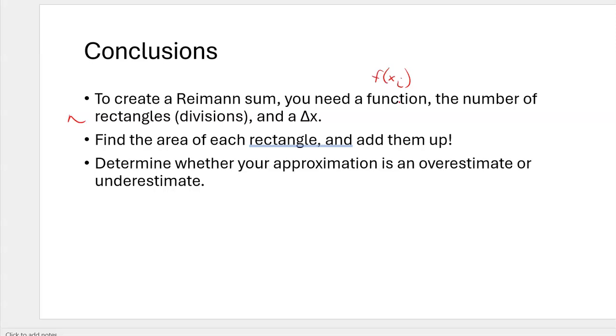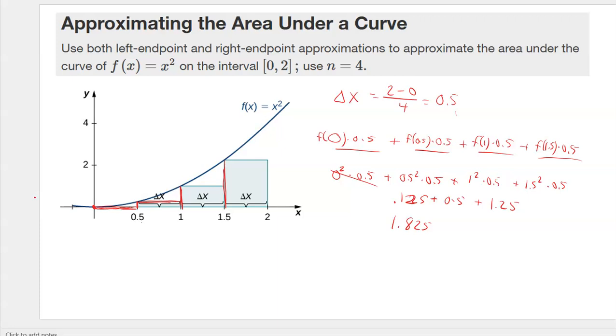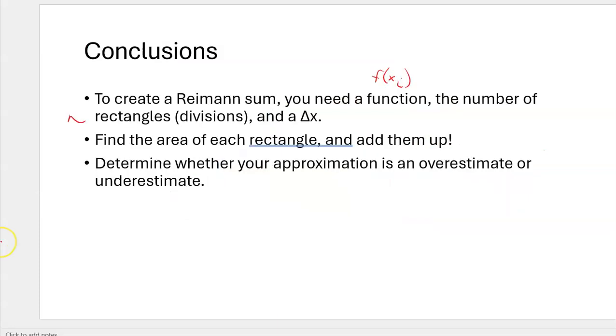You're going to want to determine if your approximation is an overestimate or an underestimate. That should be pretty easy to see from a picture. This one was an overestimate because all of our rectangles went over the line, where the other ones were underneath the line. And we're going to experiment with that in class. Nice job.